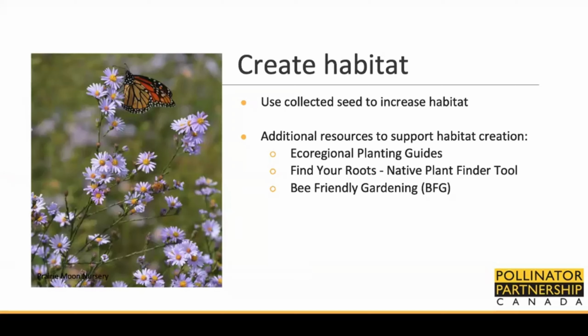First, we've got ecoregional planting guides for many of Canada's ecoregions. So you can download the guide appropriate to your area to learn more information about your ecoregion, other plants that are native to your area, and the types of pollinators that they attract. You can also use the Find Your Roots tool on our website to input your postal code and other plant characteristics, such as plant height and flower color, to get a list of native plants that match your criteria.